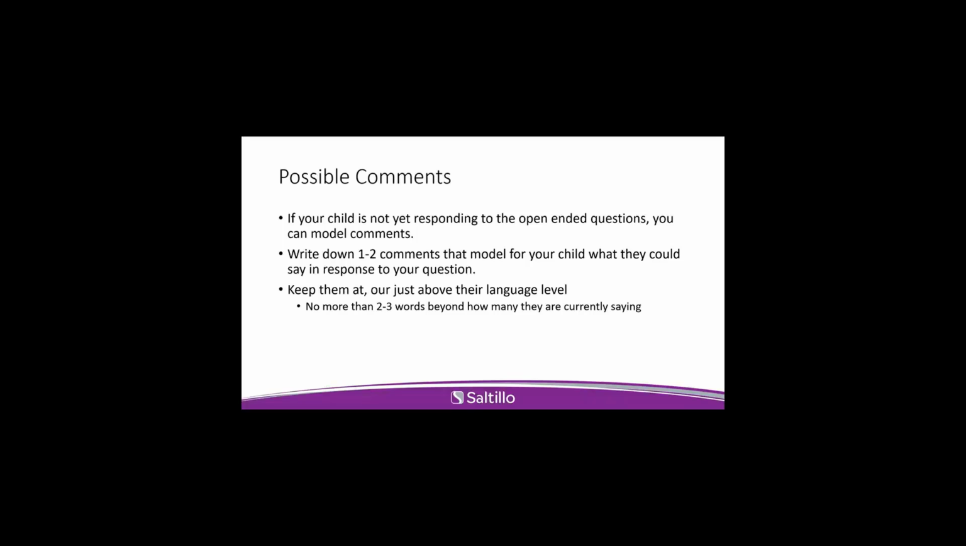So then the last two steps are we're going to look at possible comments. So we know some kids are not answering questions or not responding to those open-ended questions yet, which is totally fine. So we can be modeling possible comments, possible things they could respond with, so that they can see what that looks like. And writing down 1 to 2 comments that model for them what they could say, again, it's just that prep work so that you have something at the ready. So you're not stressing about finding the word, thinking of what to say all at the same time.